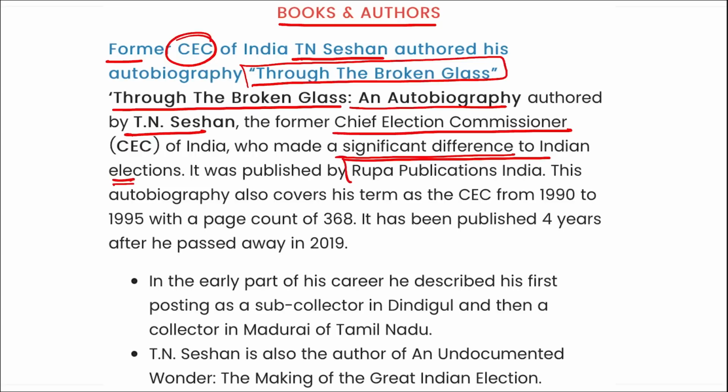This book was published by Rupa Publications India, and the autobiography covers his term as the Chief Election Commissioner from 1990 to 1995, with a page count of 368 pages. It has been published 4 years after he passed away in 2019. So former Chief Election Commissioner of India, late T.N. Seshan, has authored his autobiography and it will be published now after 4 years of his death. And this book will be published by Rupa Publications.